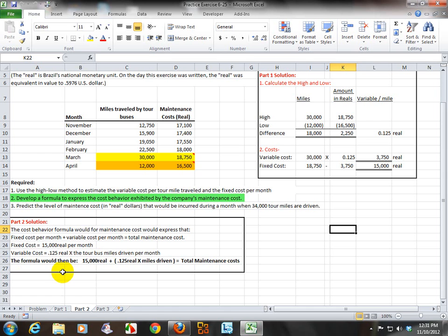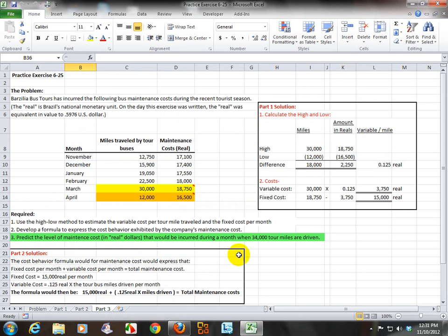So translating that into a formula, the formula would be taking the fixed cost of 15,000 real plus the multiplication of the rate per month times the miles to get the variable cost, 0.125 real times whatever the miles are, and that will give us our total maintenance costs. That formula can be used regardless of what month we're talking about. So now let's move to part three, where we need to predict the level of maintenance costs in a month where the miles would be 34,000 miles.